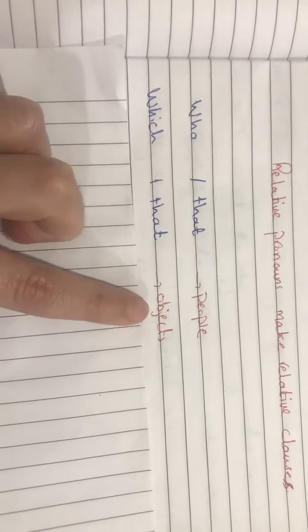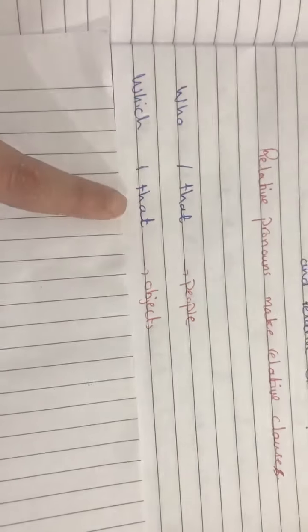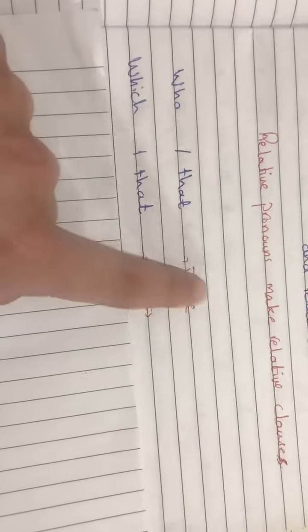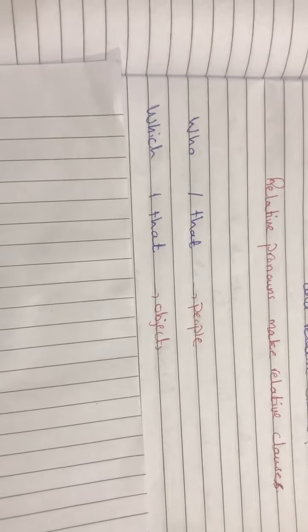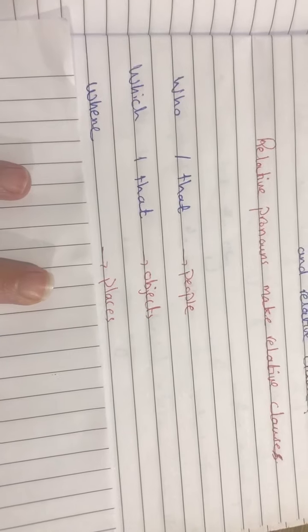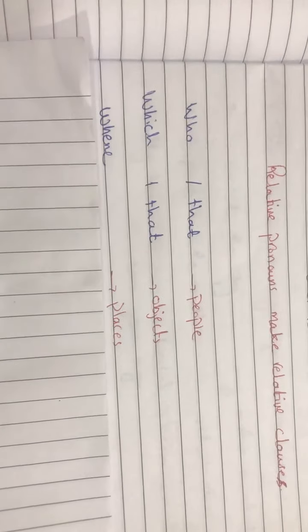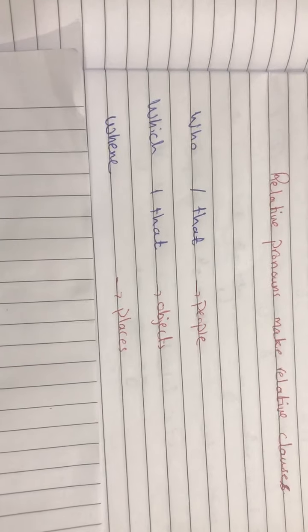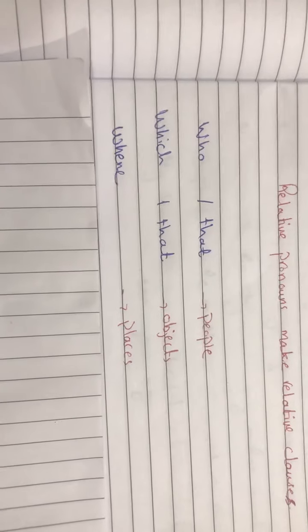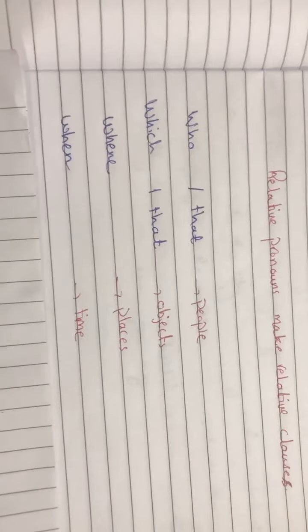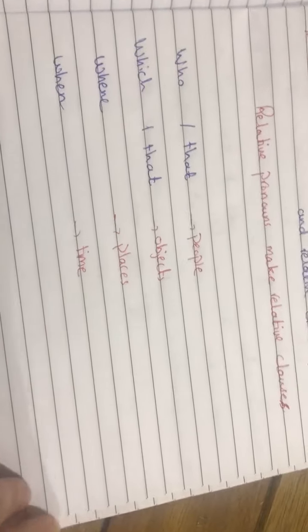So هون أنا صار عندي two uses for what? For that. We use it to talk about people and to talk about objects. Okay? And where we use it to refer to nouns that are telling us about places, للأماكن, and when to talk about time. So here we are having some examples that we are going to do together.